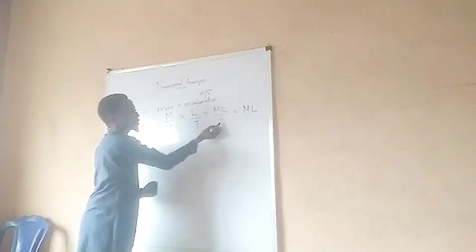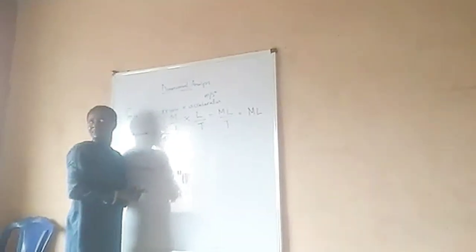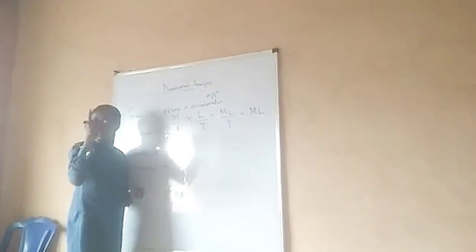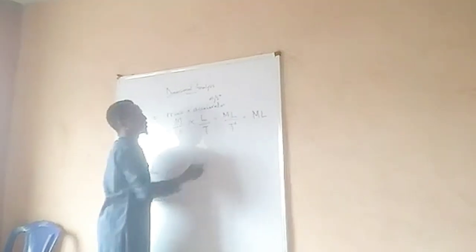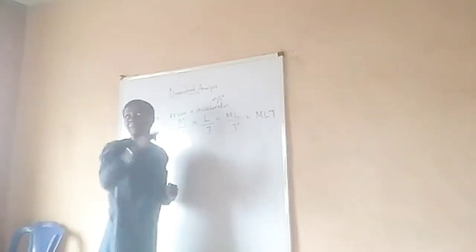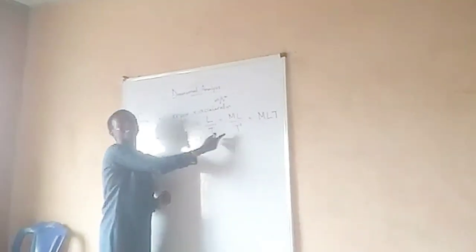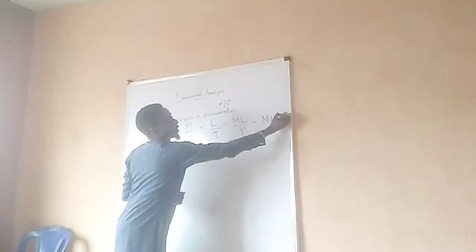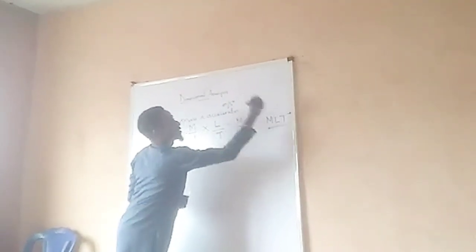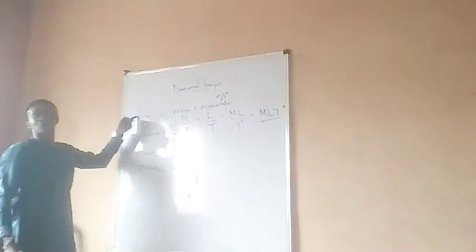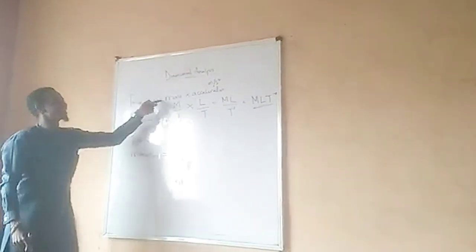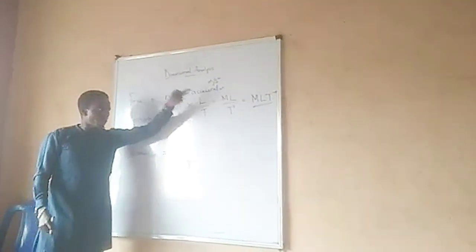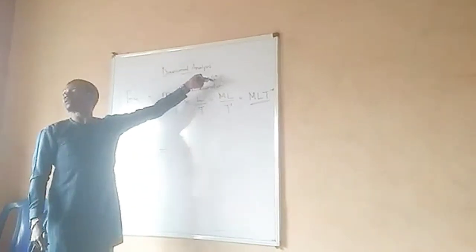What is my power for T here? 1. I said that before. It's invisible, but it is there. Then I'll have T raised to the power of minus 1, because T is my denominator, from your rules of indices. So this is my dimension of force. Mass times acceleration. We broke acceleration down to meter per second square, the unit.